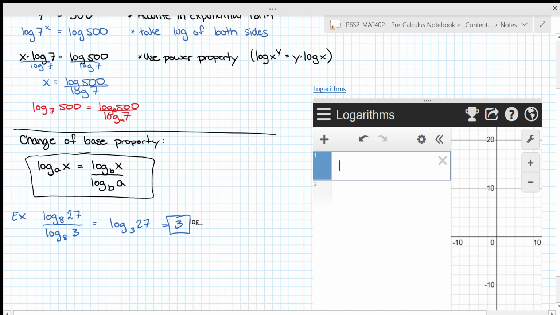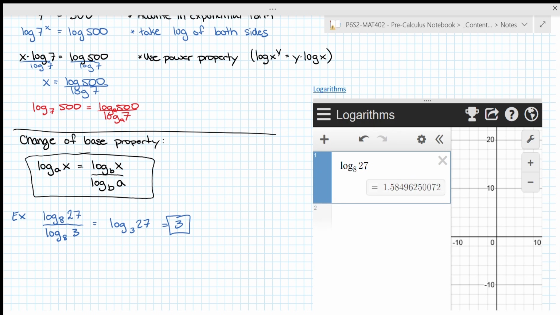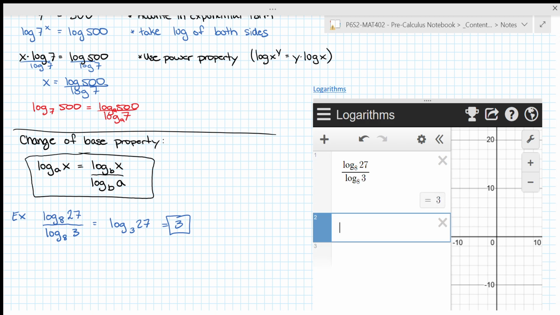So I could do log base 8 of 27 divided by the log base 8 of 3 gives me 3, because it's the same thing as doing the log base 3 of 27.